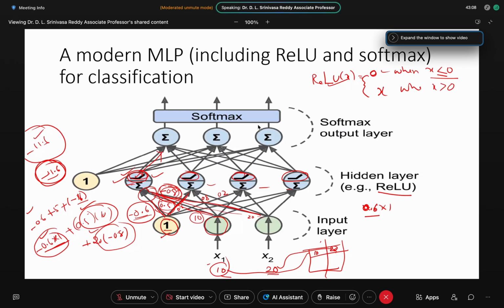Okay, 0.6 into the input is 1, plus this is the first. Second one is, what is the input here? It is 10, obviously, because it is an input layer. So 10 into this connection weight 0.8, plus this connection, I told you the weight is 0.2, so 0.2 into its input gives you 20.